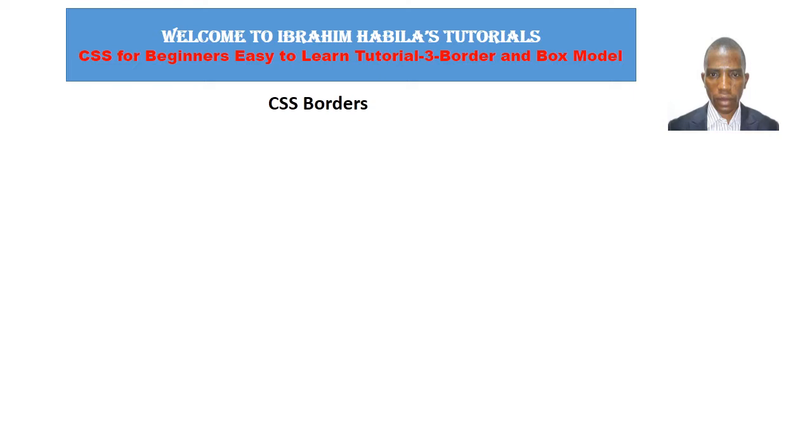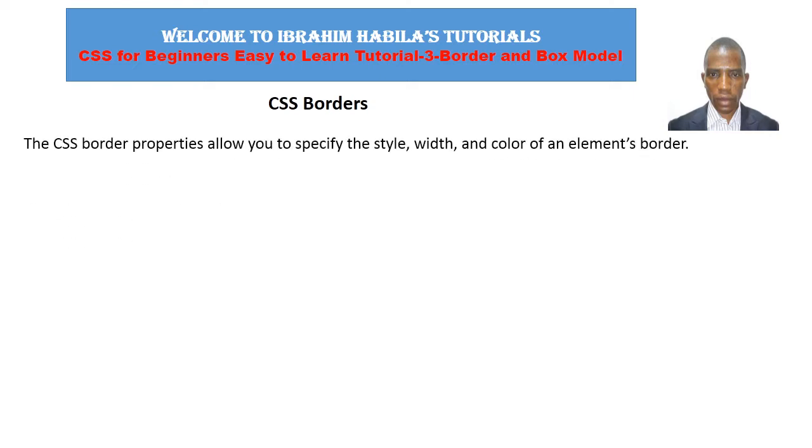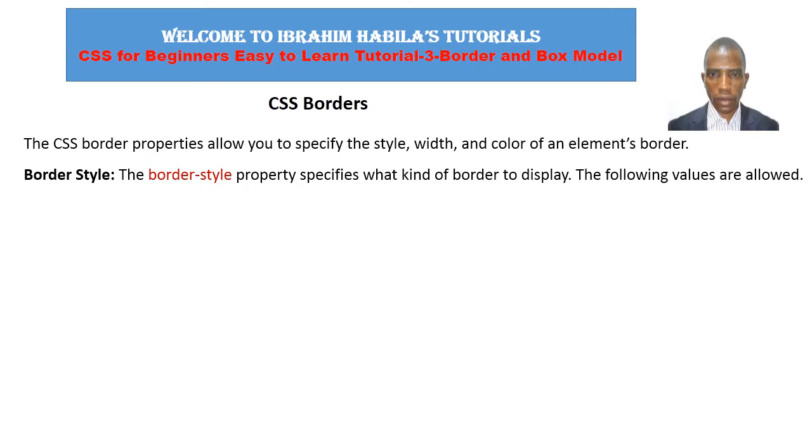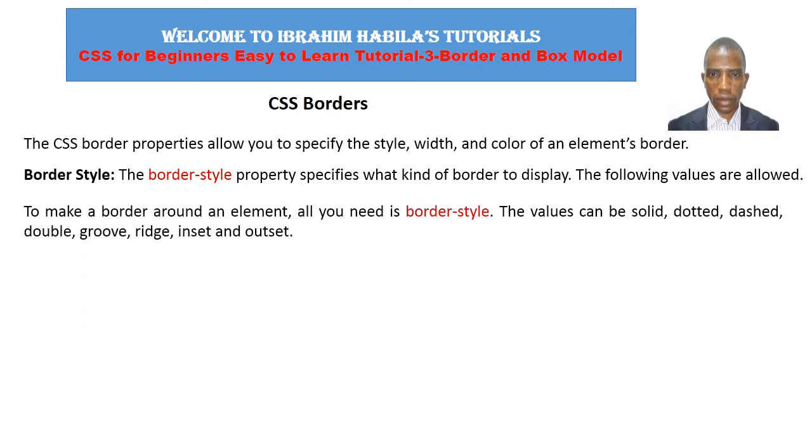I will be talking about border and box model. CSS borders. The CSS border properties allow you to specify the style, width, and color of an HTML element's border. Border style. The border-style property specifies what kind of border to display. The following values are allowed to make a border around an element.